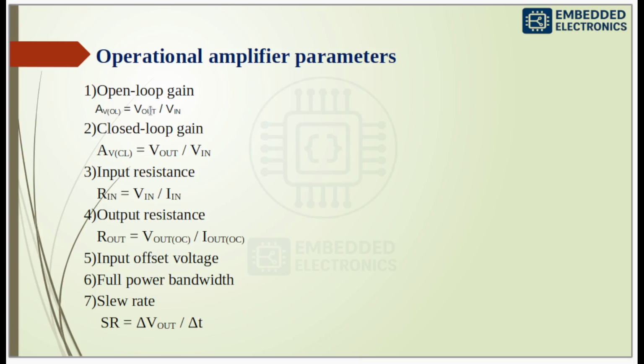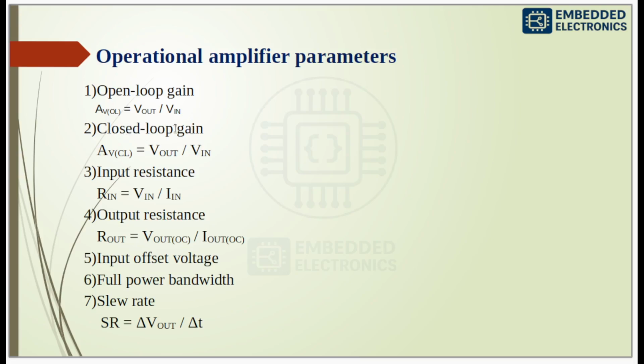The open loop voltage gain is often expressed in decibels also. In that case we can write the formula as 20 log 10 of V out divided by V in. Most operational amplifiers have open loop voltage gains of 90 decibels or more.